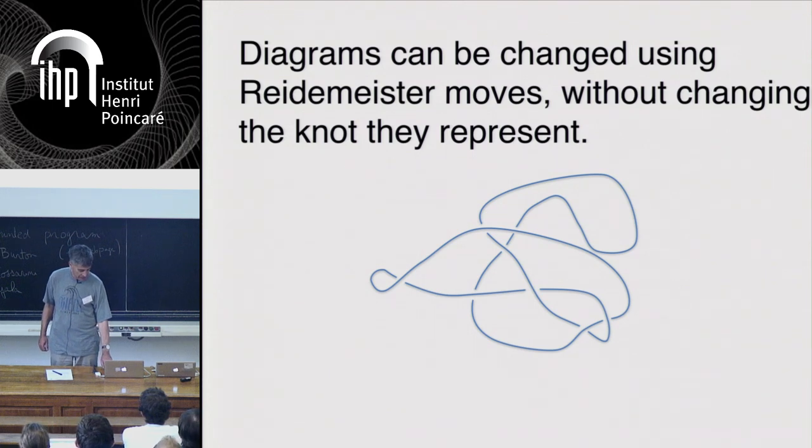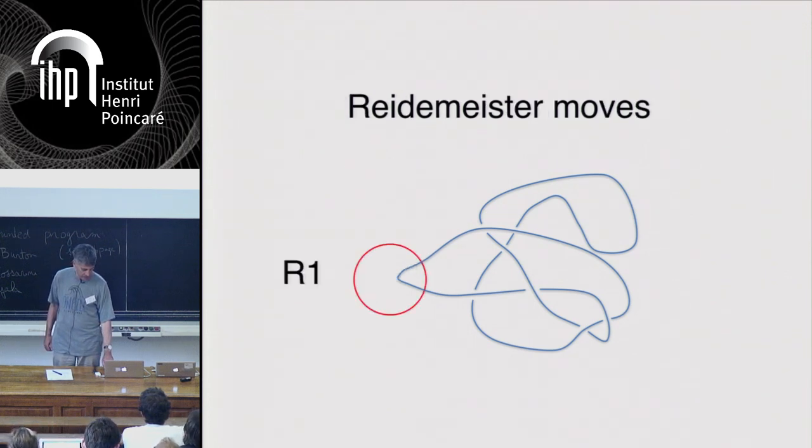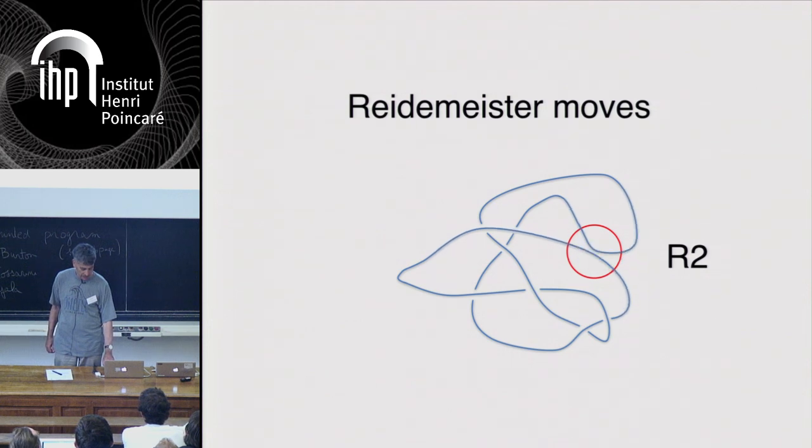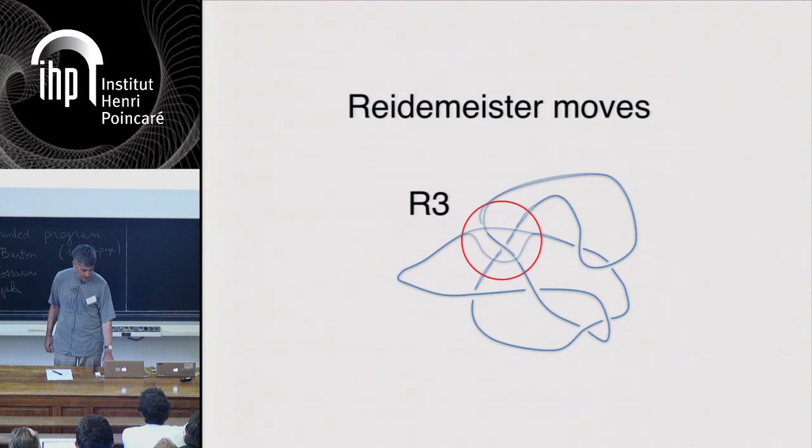So here's a quick example of some Reidemeister moves, right? There's a type 1 Reidemeister move. There's three types. There's a type 2. Okay, that's a type 2 Reidemeister move. And there's a type 3.